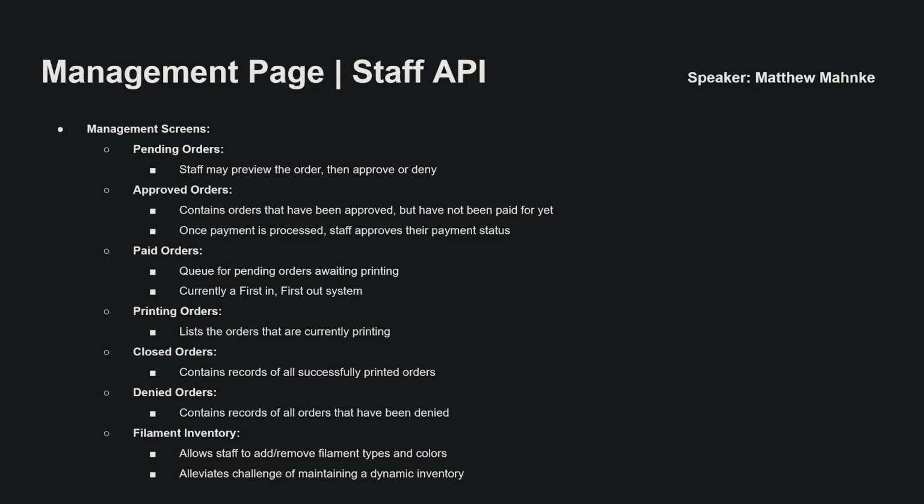So it consists of 7 screens that allow the staff to interact with the order at every stage, from initial submission, where they're able to approve or deny the order, to once approved, verifying the payment for that order, and once verified, queuing that order to print and sending it off to the Fume team, which will handle it for printing. And once finished with printing, it will be closed out and end up on the closed orders page.